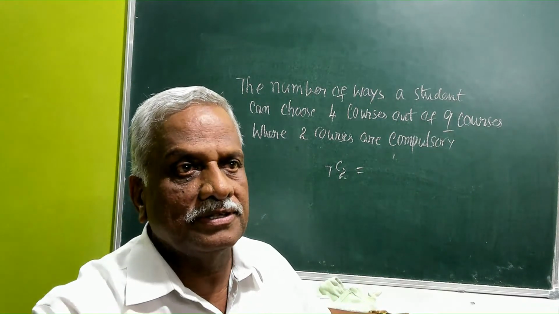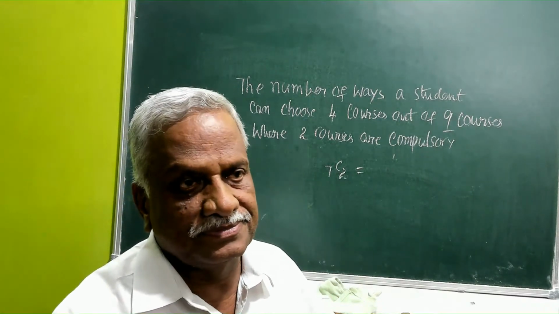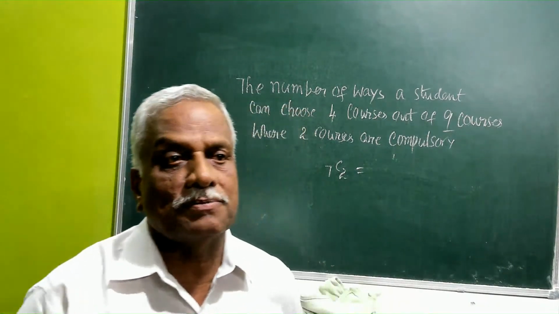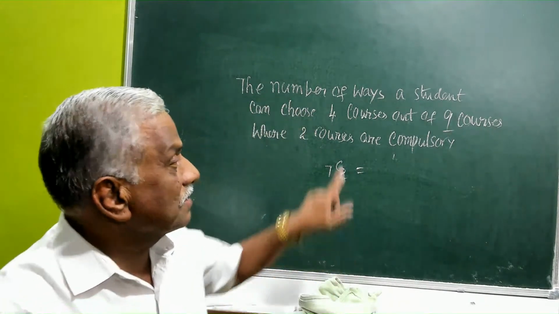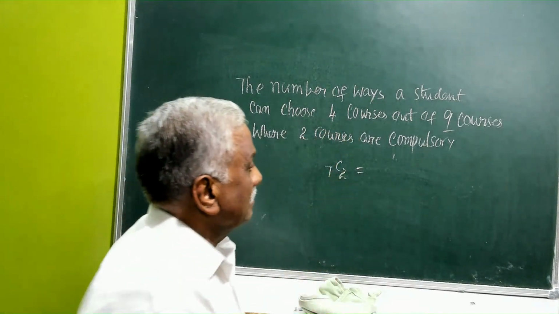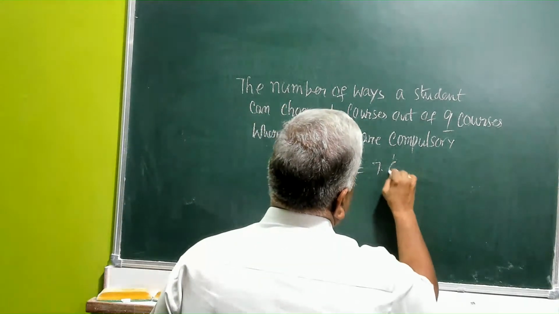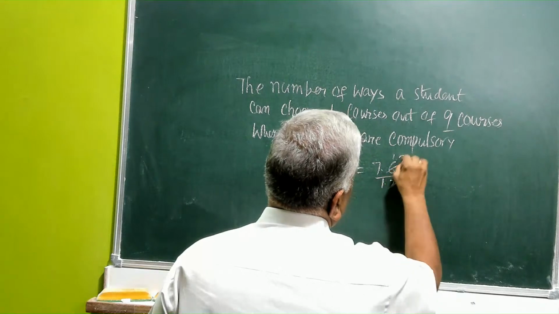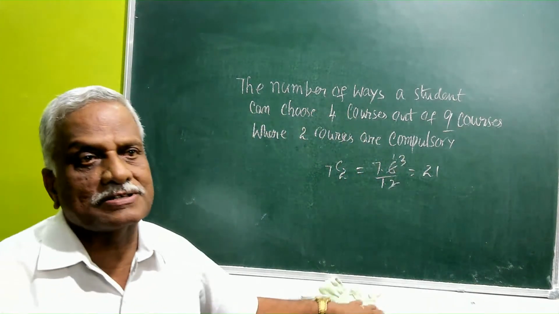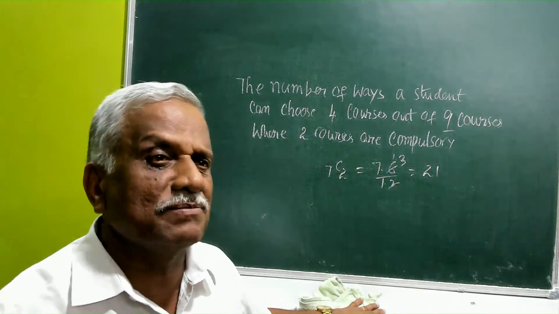I repeat, there are 9 courses. So 2 courses are compulsory. That means out of 9, 2 is subtracted. You have got 7 courses. From 7 he has to choose only 2, not 4, because 2 are compulsory. 7C2, that is 7 into 6 by 1 into 2. That answer is 21. So they would have given 4 answers, 9C4 or 36 and 21 and none of these.